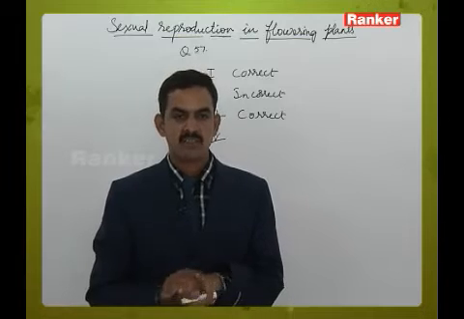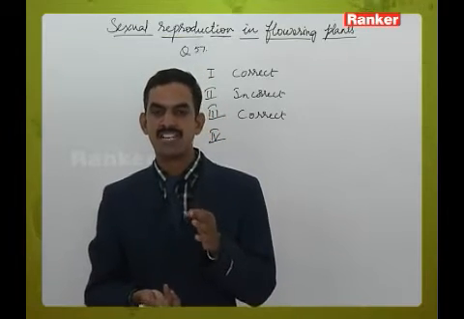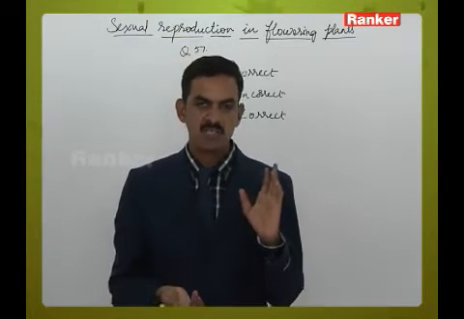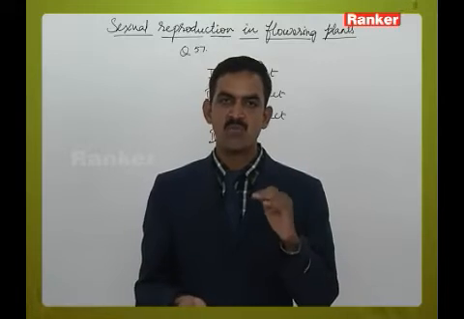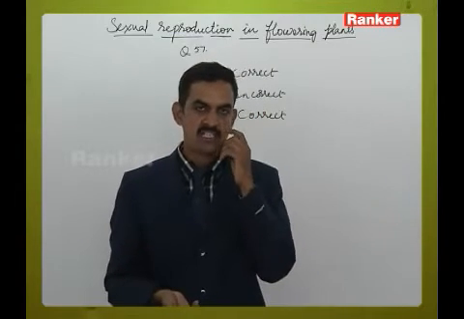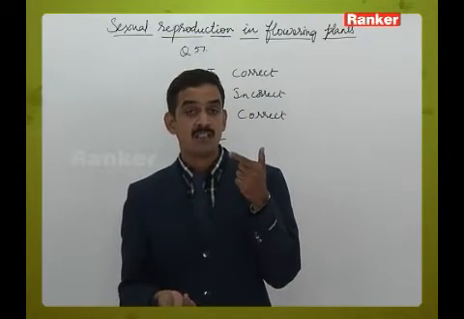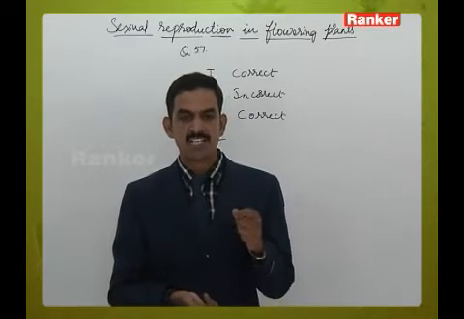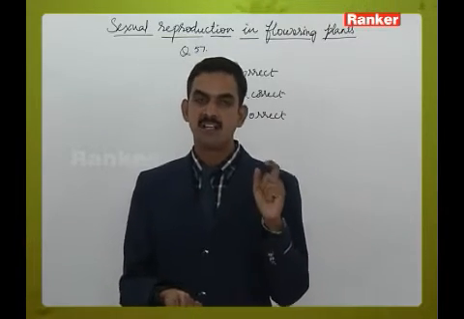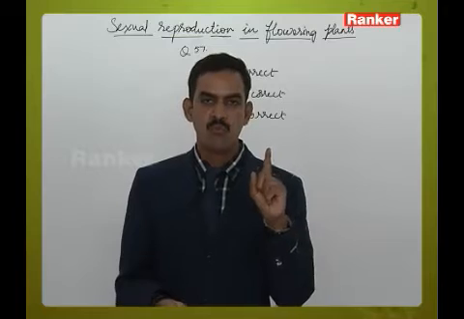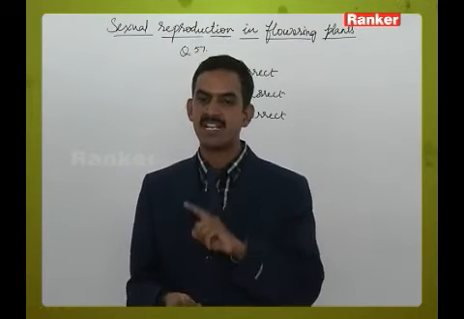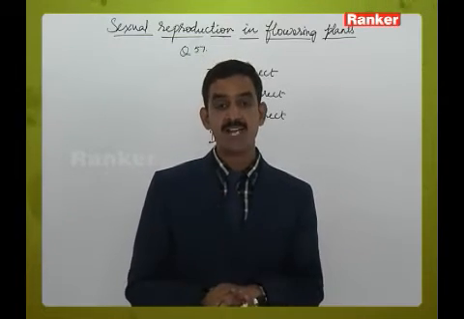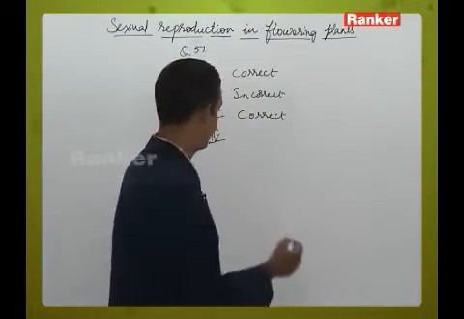Three-celled pollen grain, generative cell, female gamete. Here we know that the pollen grain first divides to form 2 cells, the vegetative cell and the generative cell, and this generative cell will further divide to form 2 male gametes. That means the 3-celled pollen grain should contain 1 vegetative cell and 2 male gametes, but here it is given as female gametes, so that is incorrect.